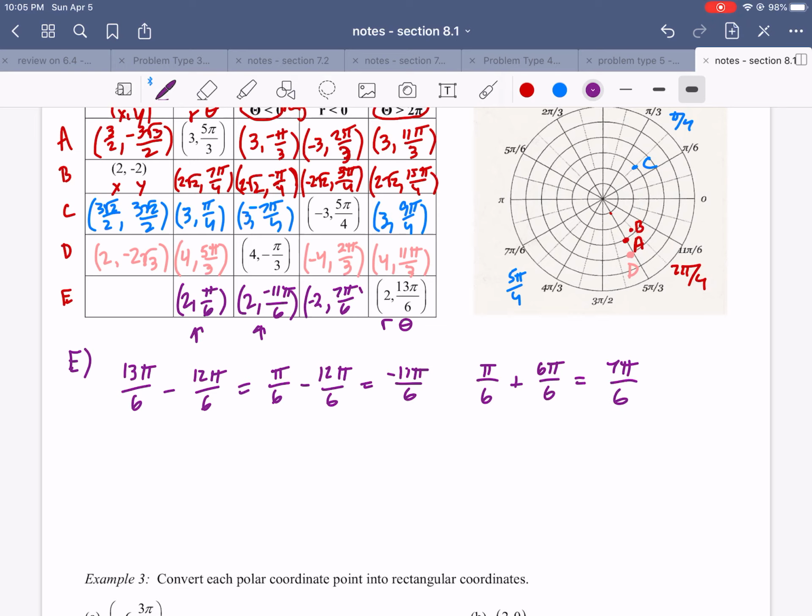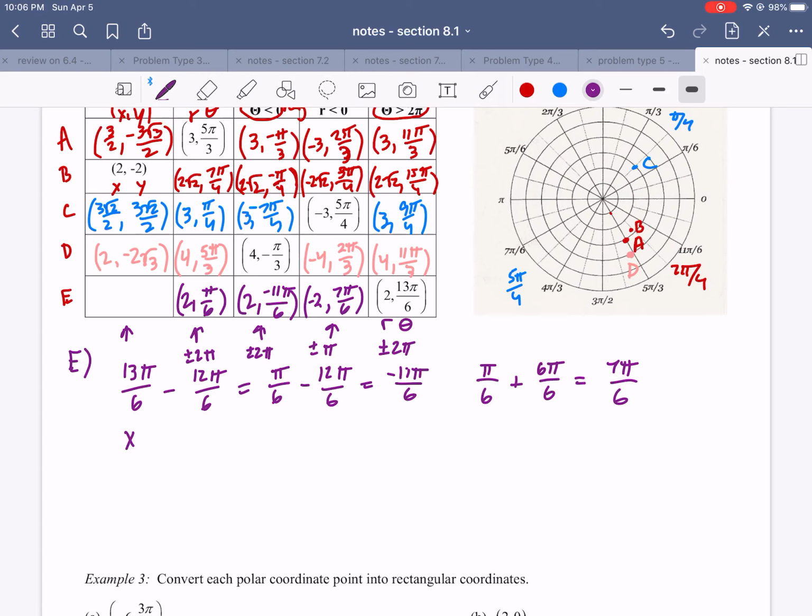which is going to be opposite of pi over 6 at 7 pi over 6. Okay, so for this column, what you're doing is you're either adding or subtracting pi. Basically, for these other columns, you're either adding or subtracting 2 pi. And then for this last column, you are using the conversion.